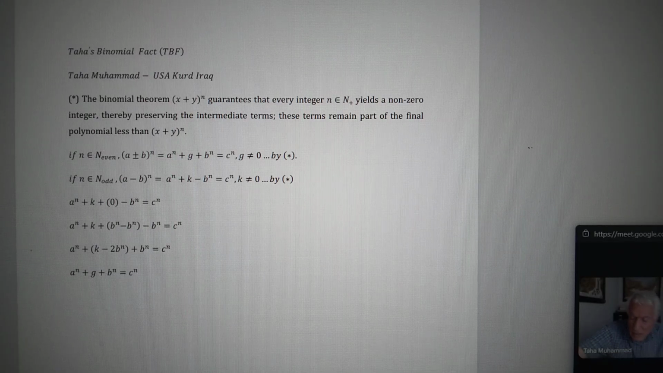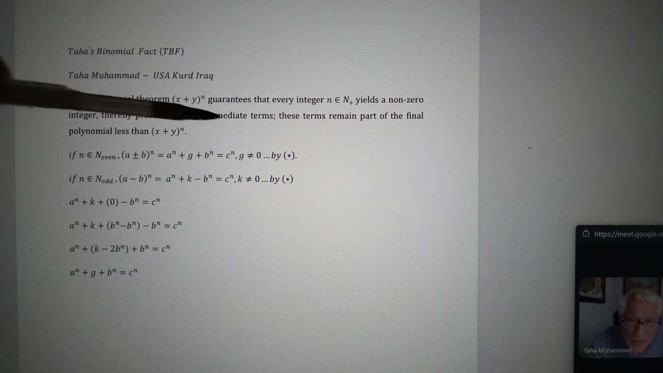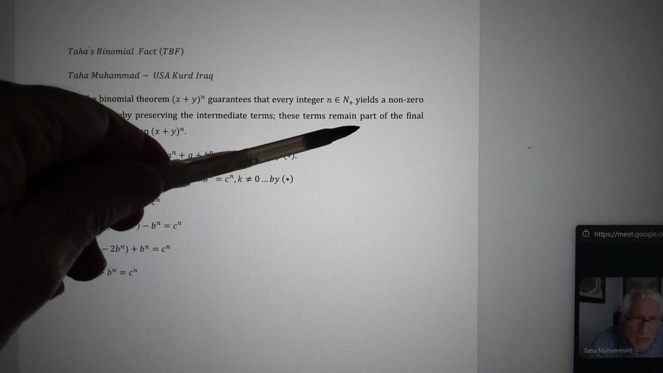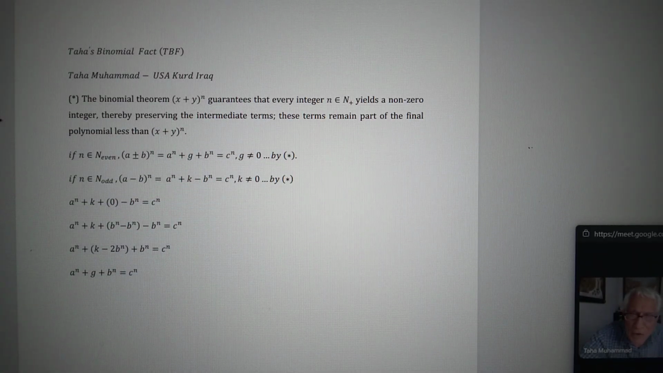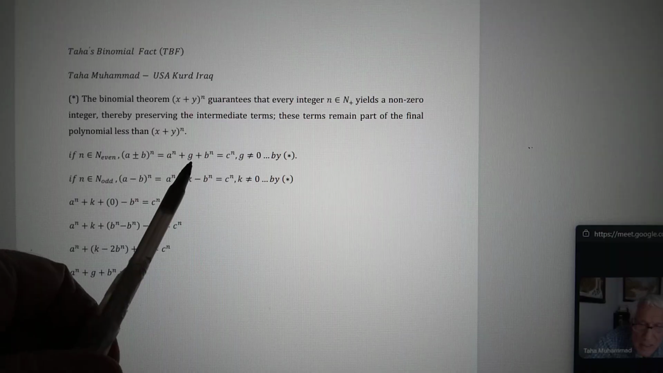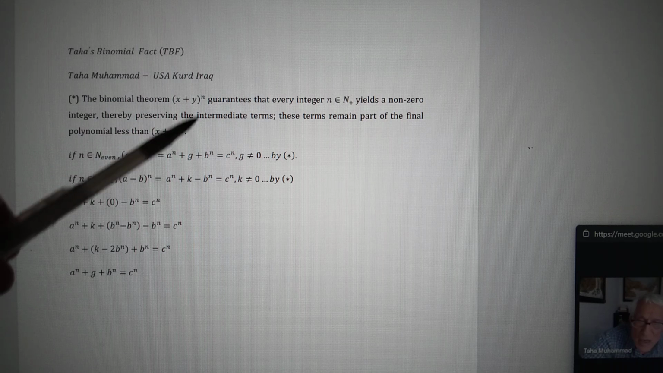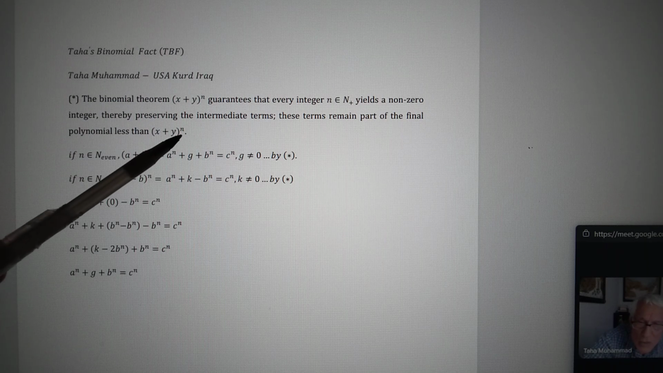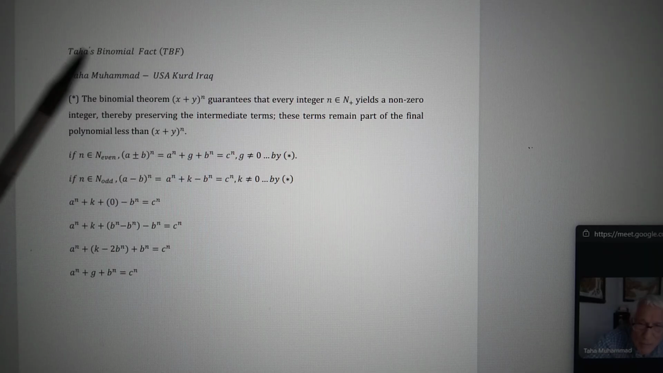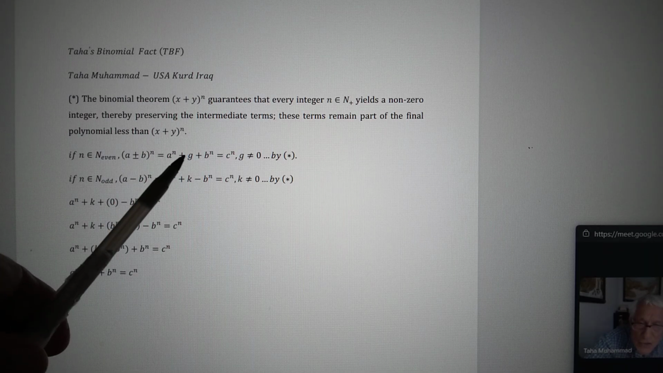Thereby, let me put my glasses on to read. Intermediate terms remain part of the final polynomial, less than x plus y to the n. That means the interior is g, and that g is always less than x plus y to the n, which is equal to c to the n, for example. Okay? G is never zero.